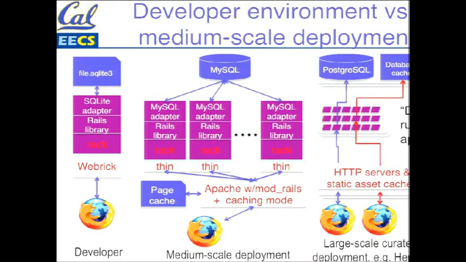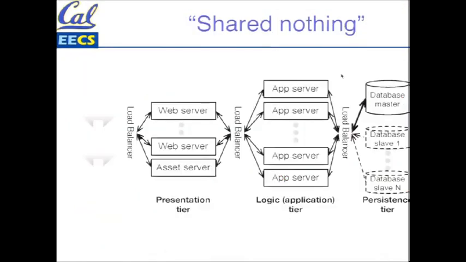Okay, so what's common across all these pictures? Light blue, presentation. Purple, logic or application tier. And dark blue is a persistence tier. This architecture is pervasive. Now, why is this important relative to cloud computing? When Dave talked about cloud computing, he pointed out one of the advantages was that, in principle, you can add and release machines on demand as you need them.